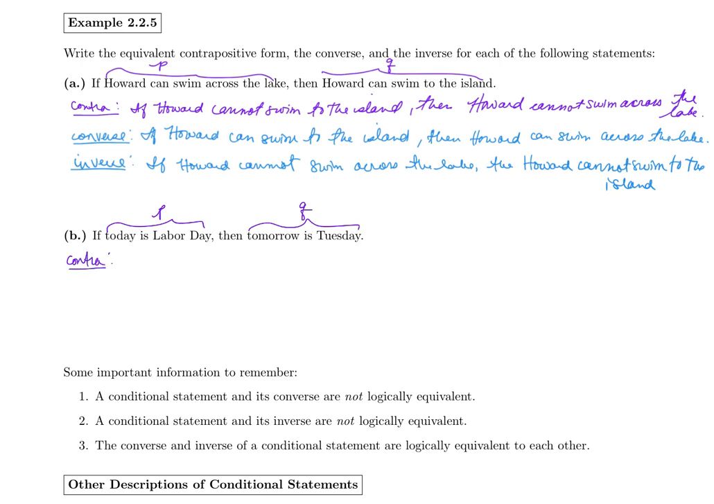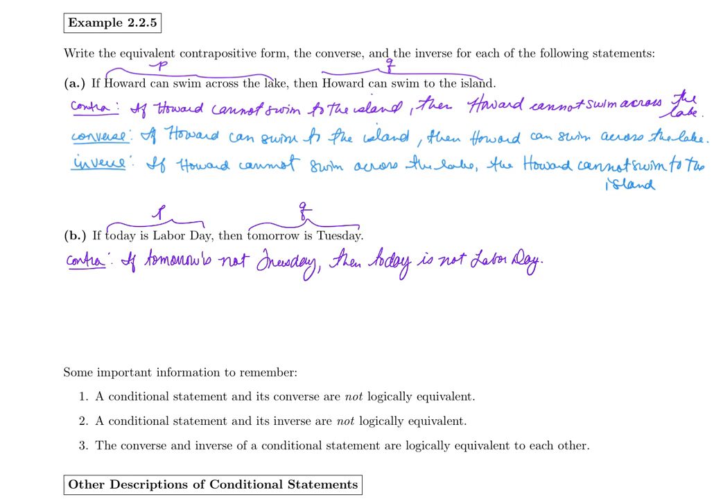Our contrapositive says if tomorrow is not Tuesday, then today is not Labor Day. And that makes sense because Labor Day always falls on a Monday, so you can't have Labor Day on a non-Monday. So that makes sense. And we can see that those two statements are logically equivalent.